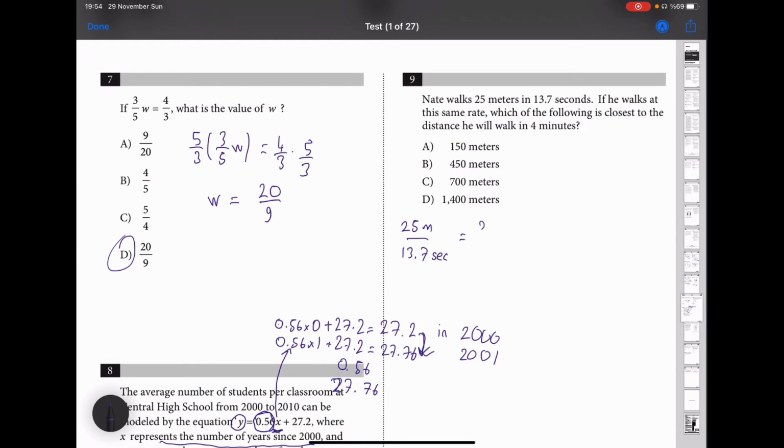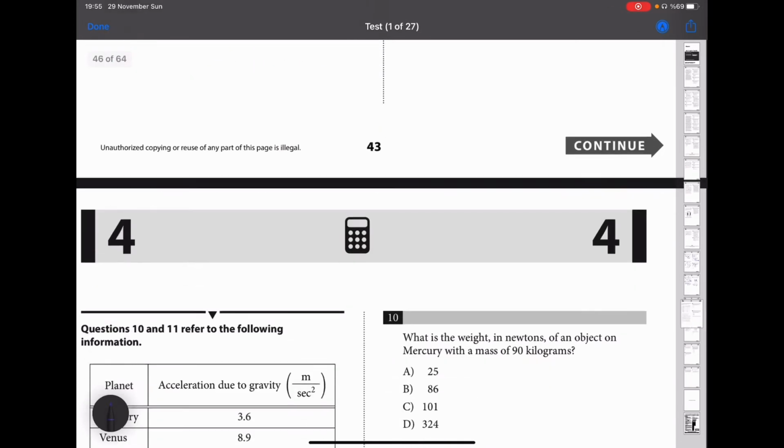Speed is this number. It's approximately 2, so we can model it as 2. In 4 minutes, there are 4 times 60 seconds, right? So if I multiply his speed with this time, I can find the distance he will walk in 4 minutes, right? So 2 times 4 times 60 is equal to 480. The closest distance is 450. Next question.